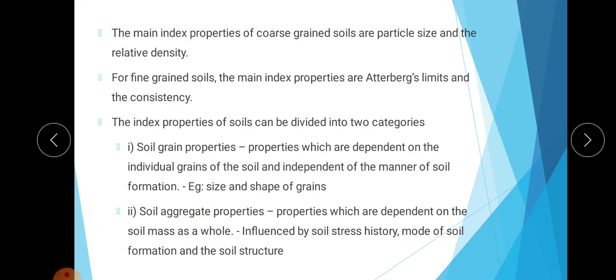Okay, so the soil grain property depends only on the individual grain of the soil, and examples are size and shape of the grains. And soil aggregate property depends upon the soil mass as a whole, and it is influenced by the soil stress history, mode of soil formation, soil structure, etc.